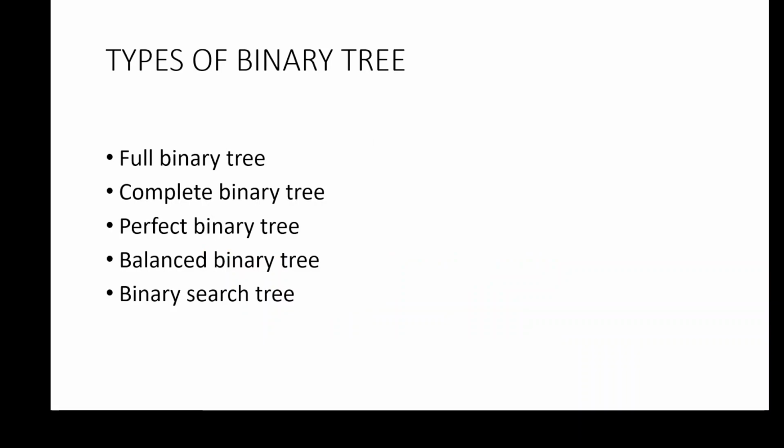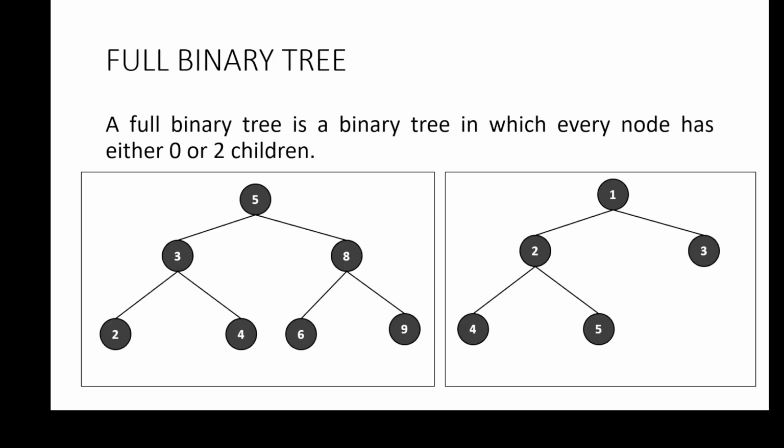Now, there are different types of binary trees and a few of them are listed here. Full binary tree, complete binary tree, perfect binary tree, balanced binary tree, and binary search tree. Let us discuss the full binary tree. A full binary tree is a binary tree in which every node has either 0 or 2 children.